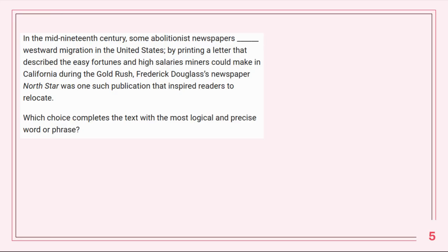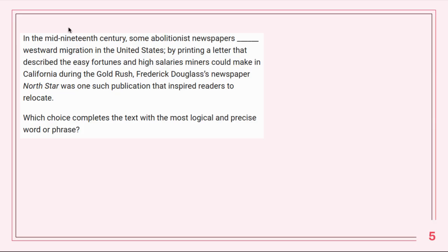Okay, so what are we talking about here? We're talking about how these newspapers were inspiring readers to relocate, and we're talking about Western migration. And we can see that they're talking really positively about moving west. So you can make easy fortunes and high salaries that miners could make in California during the gold rush. So these are good things. We're saying good things about moving west to California.